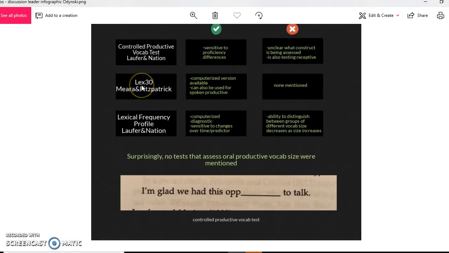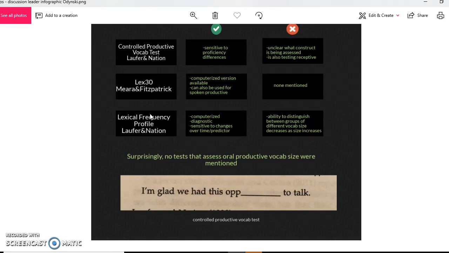The next test is the Lex 30. It's a word association test. They get 30 keywords from the first 1,000 high frequency words, and you have to give up to four responses, or words that you associate with the keyword.